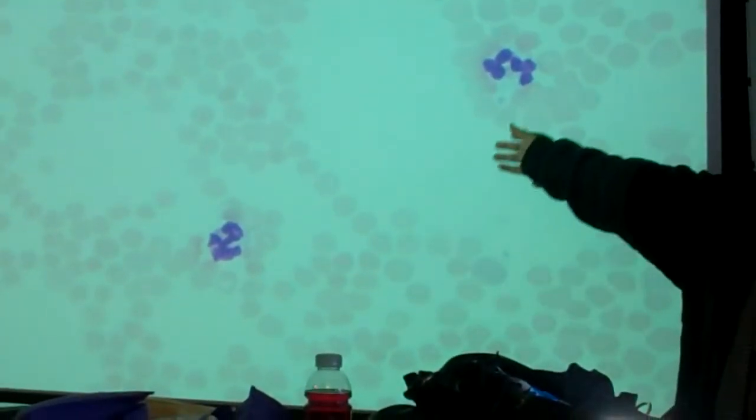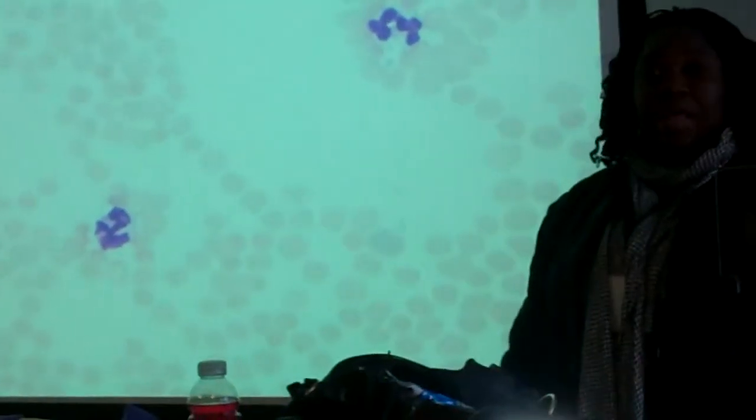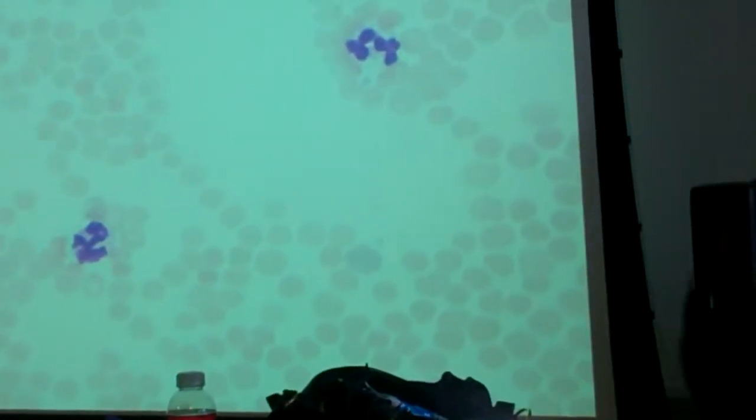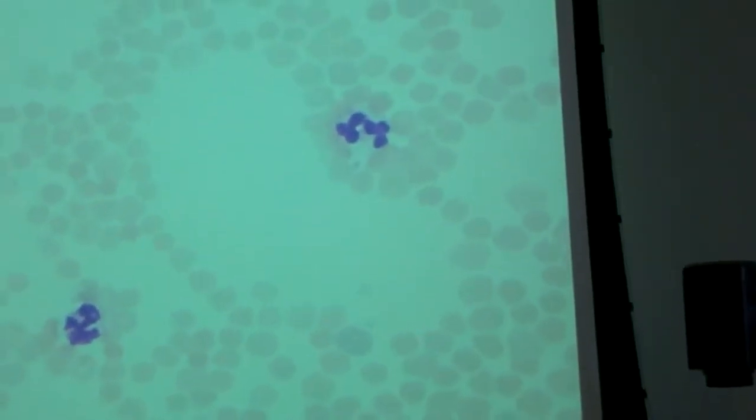So you can either get this view or you can get one that is more like a nucleus inside of the red blood cell.